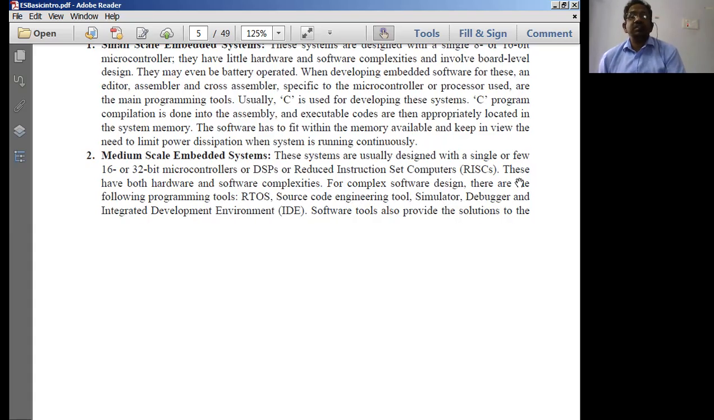So these have both hardware and software complexities. For complex software design, there are the following programming tools. Now, what are the tools we're going to use? RTOS, known as real-time operating systems, we're going to use.